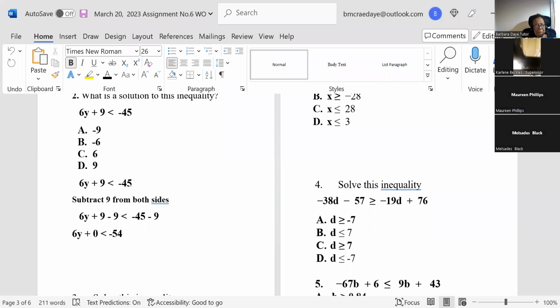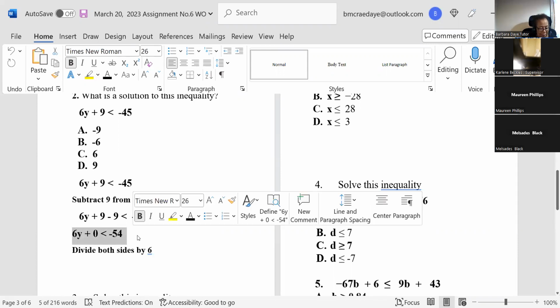I divide both sides. That's right. By what? By 6. Very good. See? Why didn't you do that on your work? You tell them exactly what to do. Divide both sides by 6. Now, what does that give you, Maureen? What do you have on the left side?